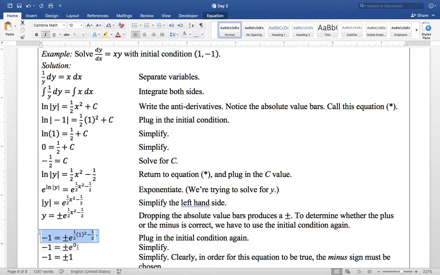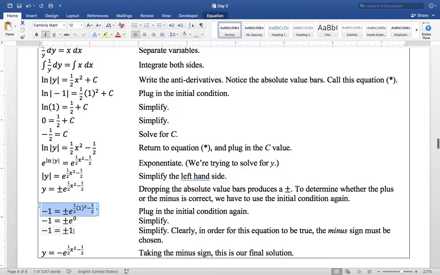Simplifying the exponent, the whole thing actually turns out to be 0, 1/2 minus 1/2. And then e to the 0 is just 1. So we find -1 is equal to plus or minus 1. Now, should you take the plus or the minus in order to make this equation true? Well, you definitely have to take the minus, right? It has to be, so therefore, the correct function is obtained by taking the minus here. So the correct final answer is this thing right here.